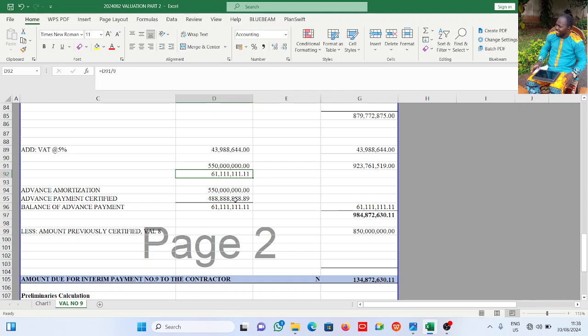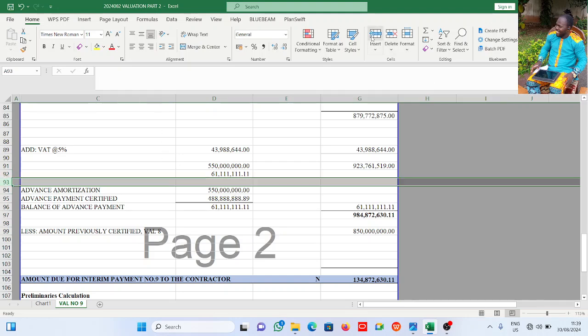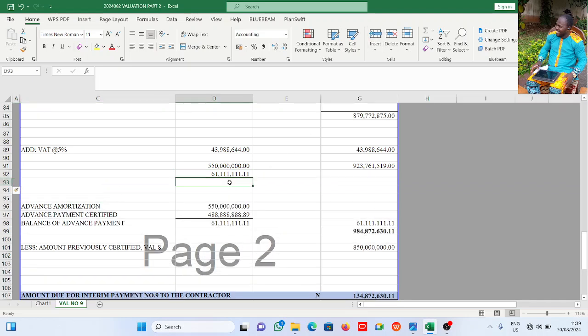All right, now we are in valuation number 9. So if they begin in valuation number 2, it means they will amortize completely in valuation number 10, because they are starting from number 2. So this function here, for me to get what I'll be amortizing now, I'm in valuation number 9, so this is multiplied by 8. This is my current amortization.